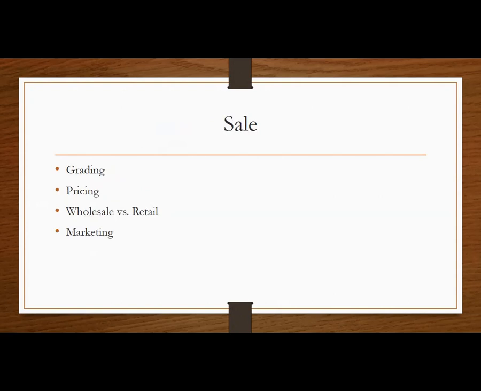On the sale of the plant, how is it graded? What does a grade A ear of sweet corn look like? How do we price it? And again, looking at your perspective, wholesale or retail, how would you market that?